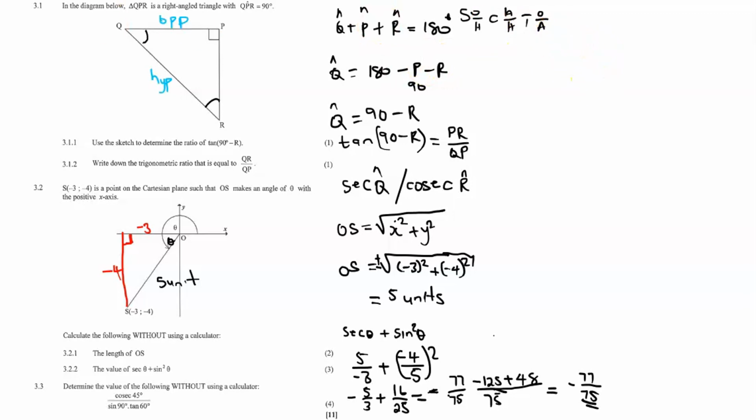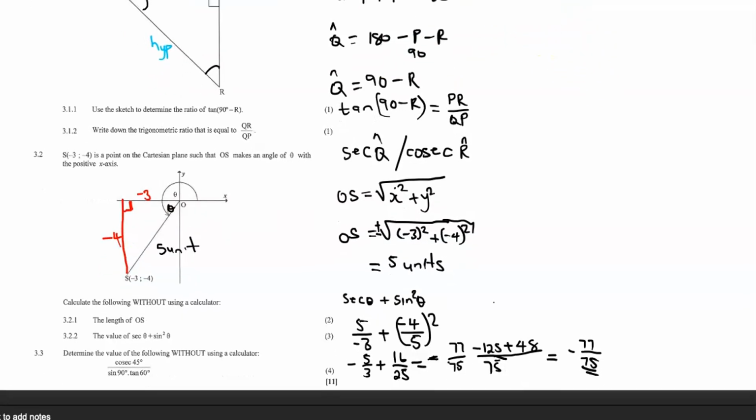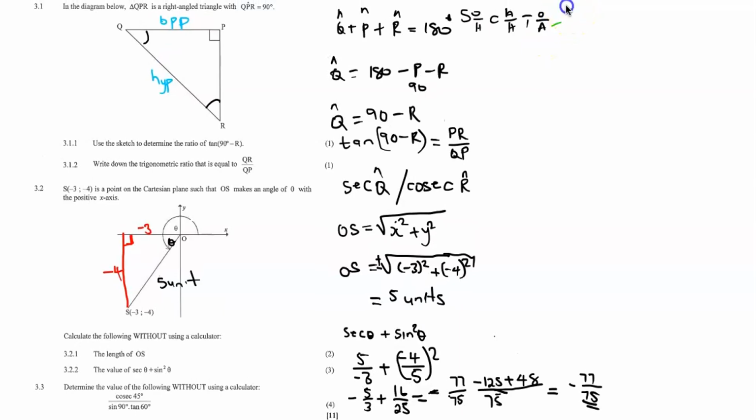And then we go on to question 3.3, and it says determine the value of the following without using a calculator. Now when they say without using a calculator, obviously you have to have those special angle triangles. So we know that we've got this triangle, which is a right angle triangle, which was like this in the beginning.